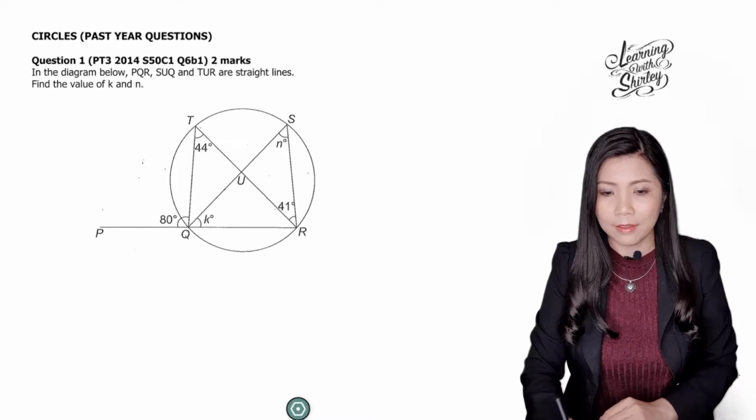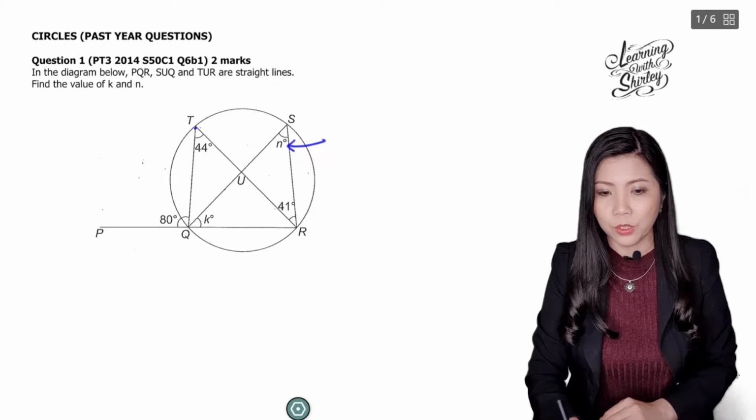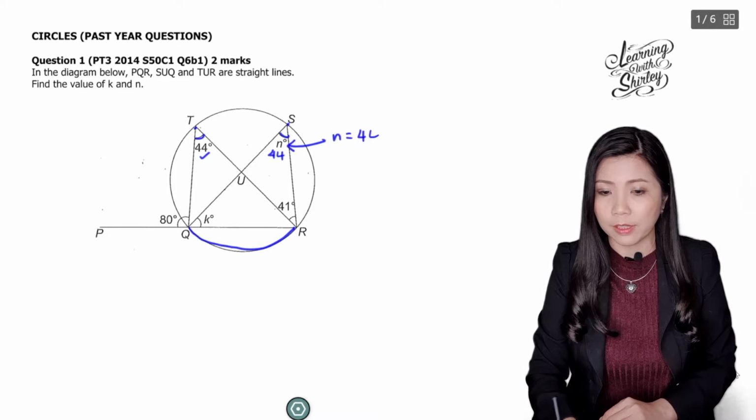So, let's find N. N is over here. The angles at the circumference, which are called inscribed angles, are subtended by the same arc QR. So the angles are the same. 44 over here, therefore N is also 44. So N is 44 degrees.